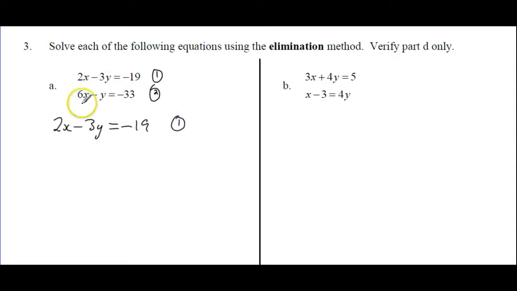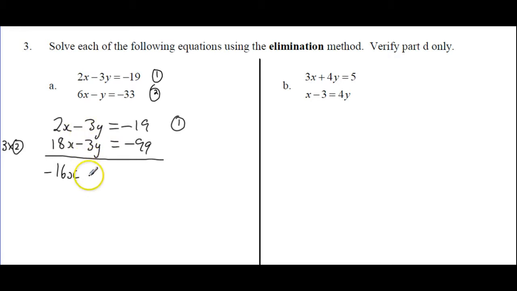That's equation 1. I'm going to multiply equation 2. So I'm going to say 3 times equation 2 is 18x minus 3y is -99. Now, if they're both the same sign, then we subtract. Okay, so 2x minus 18x, might have been better to go the other way, but -16x. -3y, -3 minus -3 is -3 plus 3, which is 0. And -19 plus 99 is 80.